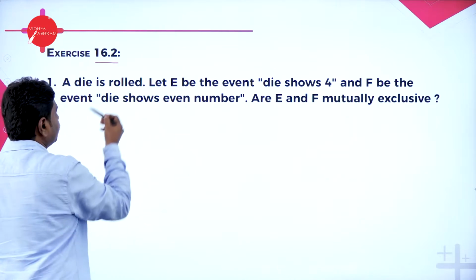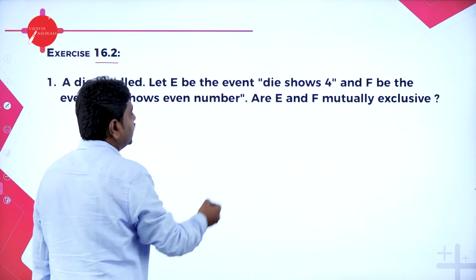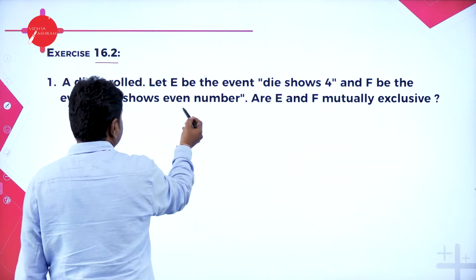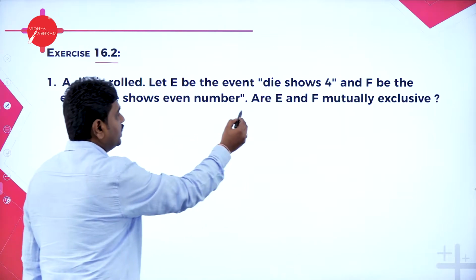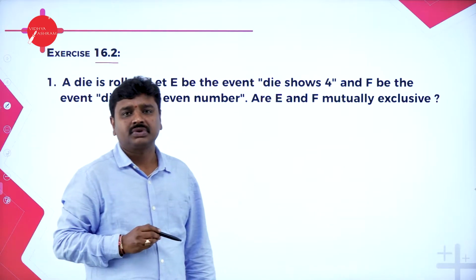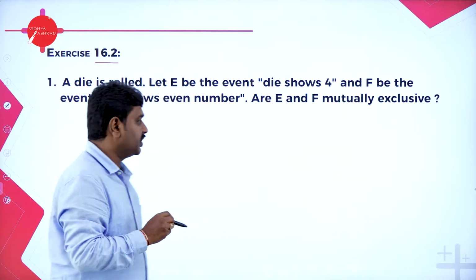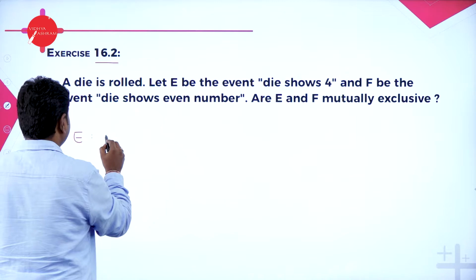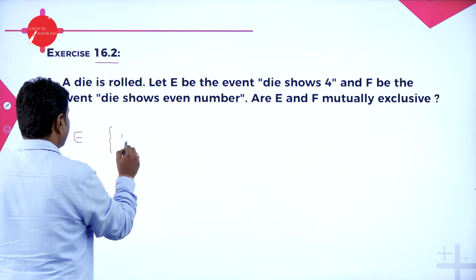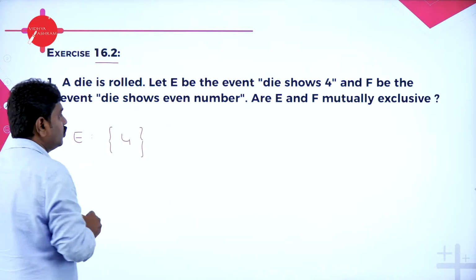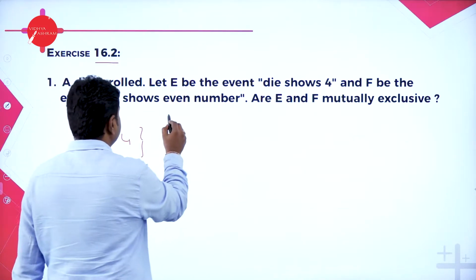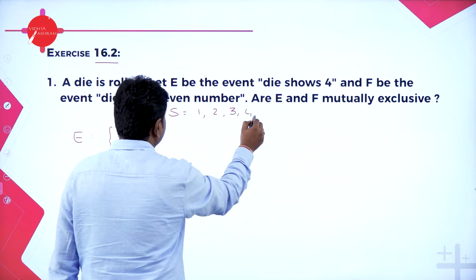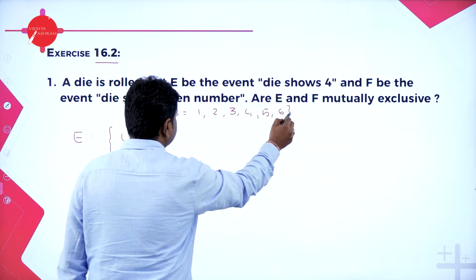A die is rolled. Let E be the event, die shows 4, and F be the event, die shows even number. Are E and F mutually exclusive? See, in the question they gave two events. Event E they mentioned a die shows 4. So event E is what? 4. All of you know when you roll a die, the sample space what you get is 1, 2, 3, 4, 5, 6. This is the sample space.